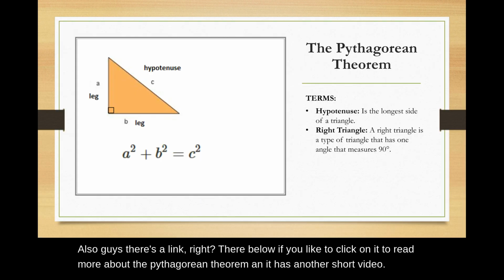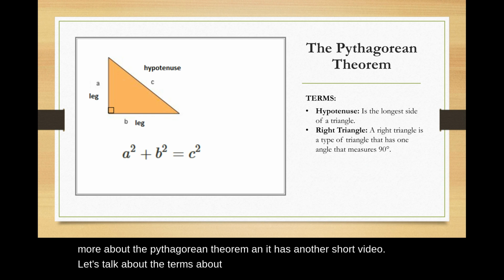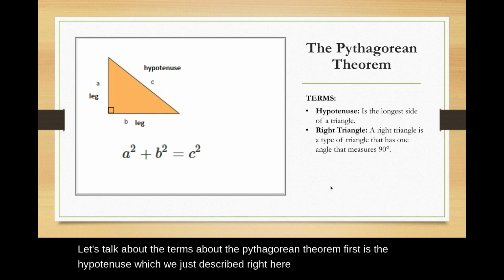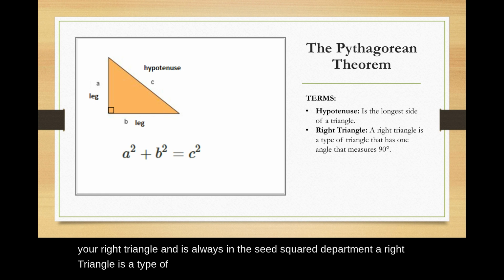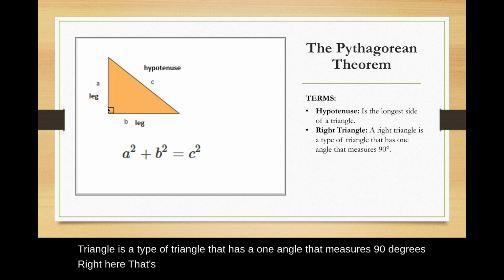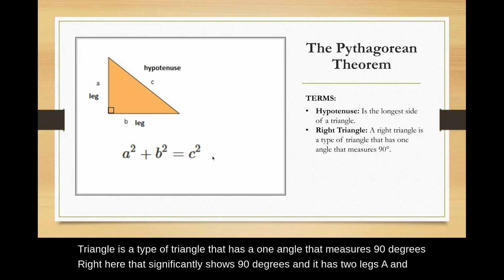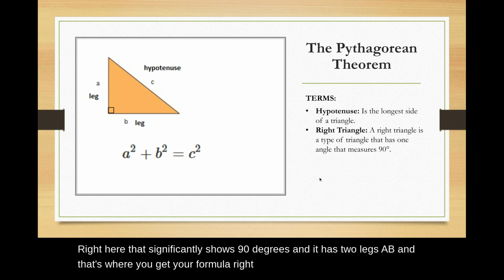Let's talk about the terms of the Pythagorean theorem. First is the hypotenuse, which we just described right here. It's always the longest side of your right triangle, and it is always in the c squared department. A right triangle is a type of triangle that has one angle that measures 90 degrees, right here. That significantly shows 90 degrees. And it has two legs, A and B. And that's where you get your formula right here. It's A squared plus B squared equals C squared.